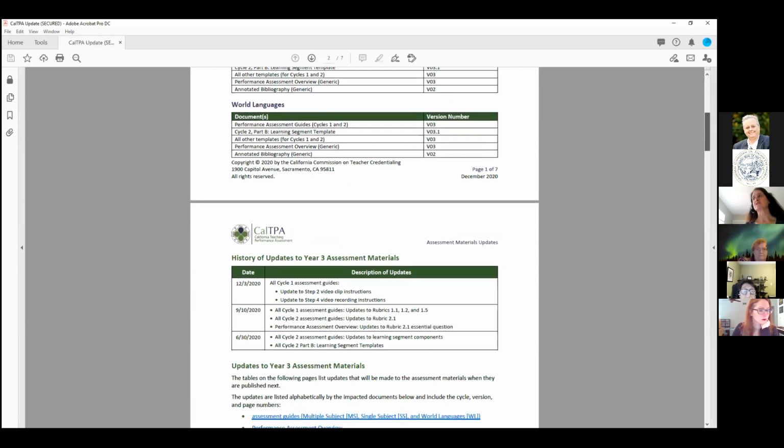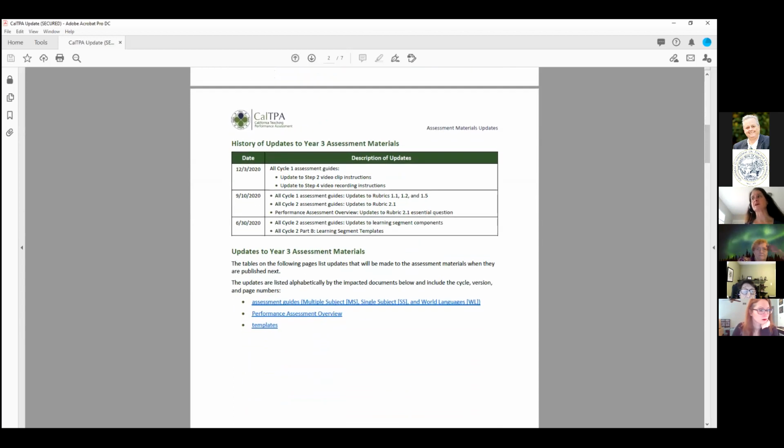The next section is a summary history of the updates that we have had. And you can see here, the last update was on December 3rd. And there's a brief summary of what the updates entailed. We also had an update on September 10th and June 30th back in 2020. So this is an ongoing document. It continues to collect updates throughout the year. These updates will all be gathered and applied to the assessment guides for year 4. So in summer of this year, when we come out with year 4 materials, all of these updates will be incorporated into the guides.